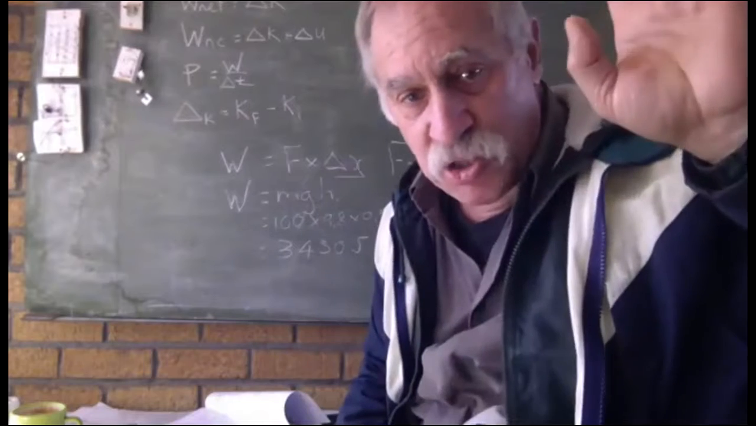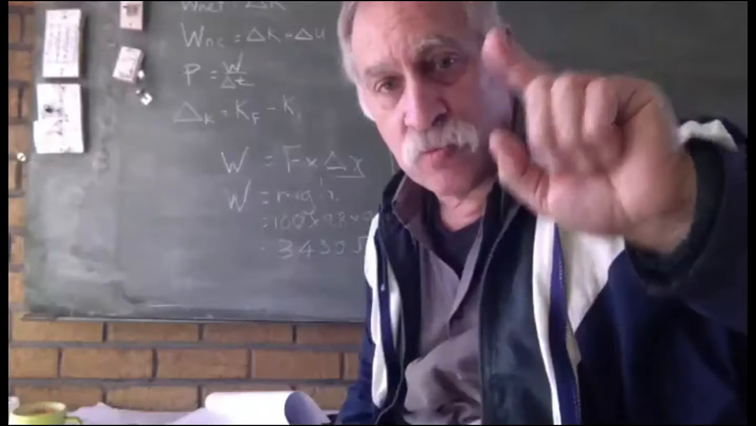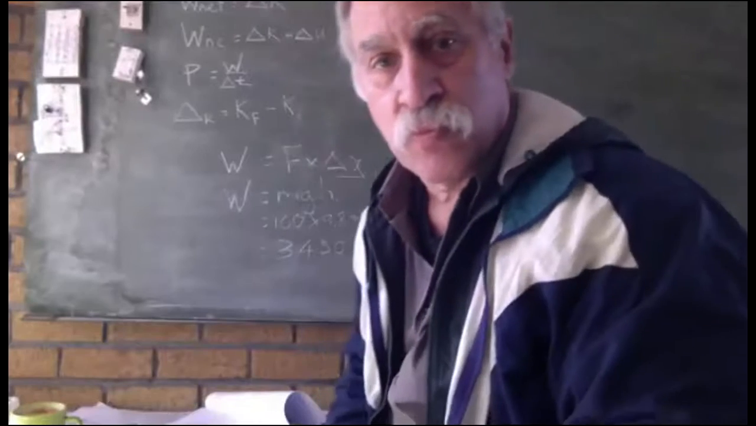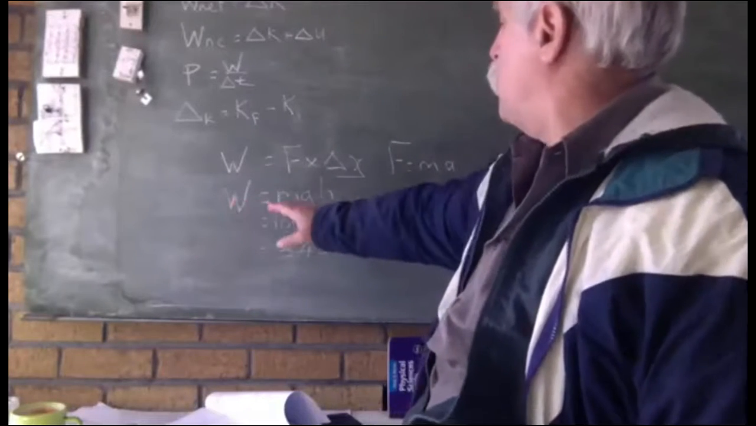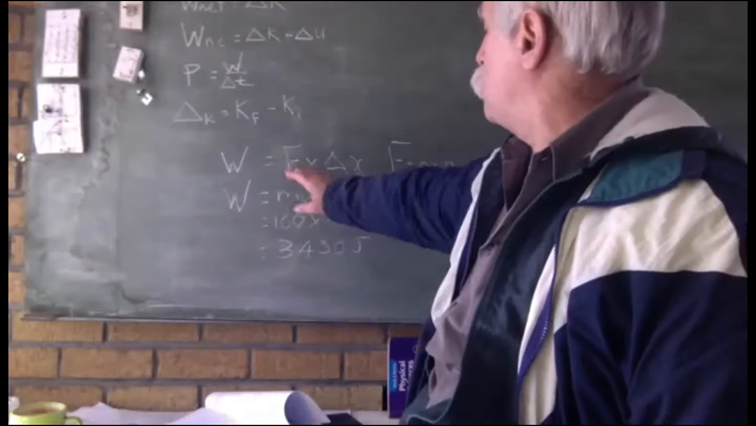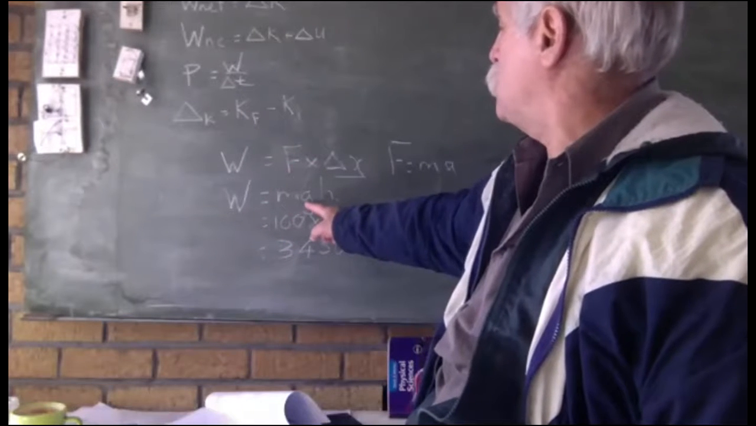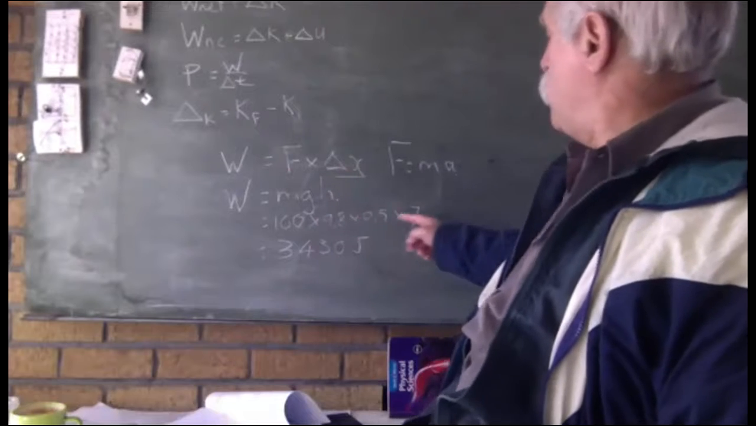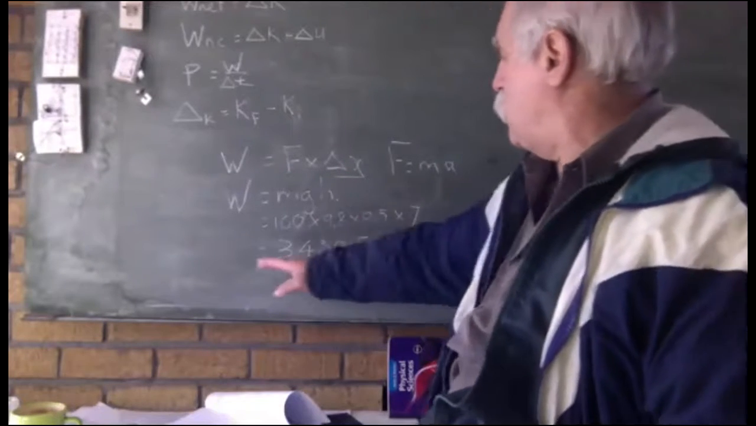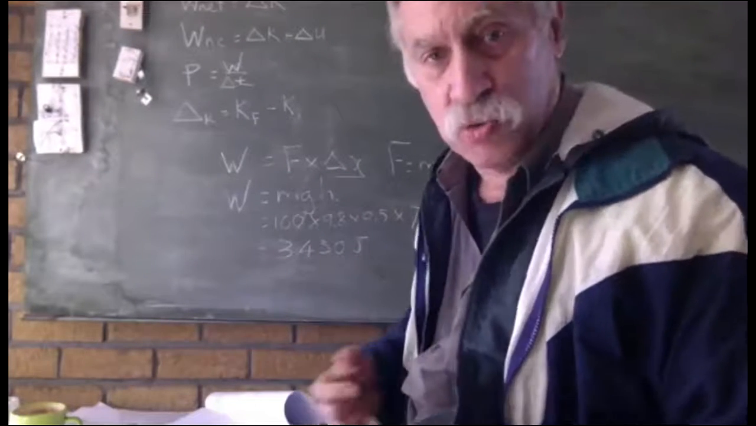All happy? Hands up if that makes sense to you. Okay, thank you. So work is actually equal to force, which is my mass times gravity, times the vertical height, and how many times I did the vertical height, and there I did 3,430 joules.